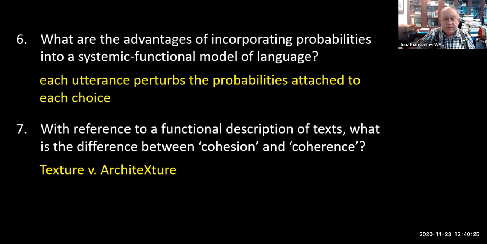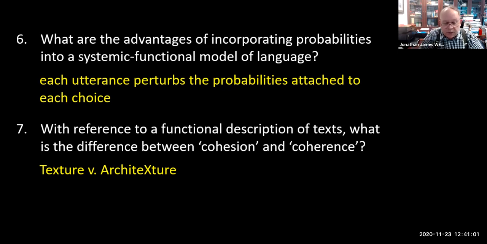So every utterance perturbs the probability. So the way that we use language feeds back then into our understanding of the systems of language, the kinds of choices. So it's not just you have a choice of this, that, or the other. It is that there are probabilities attached to those choices. So what are the properties of language from a systemic perspective? It is paradigmatic and it is probabilistic.